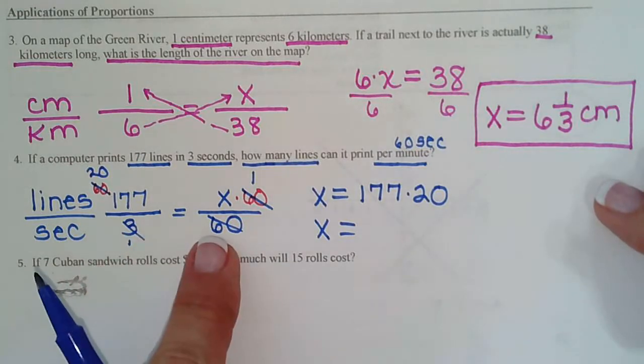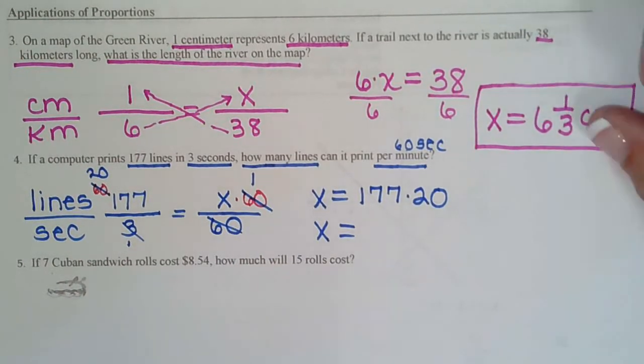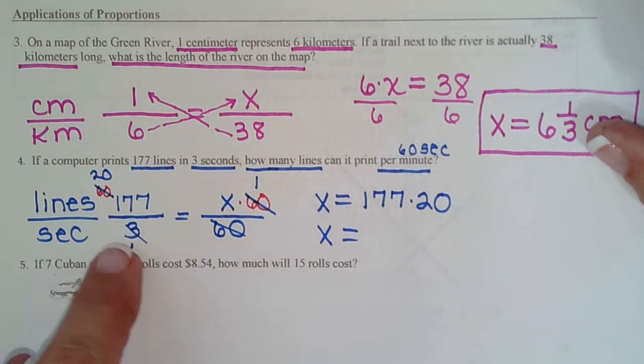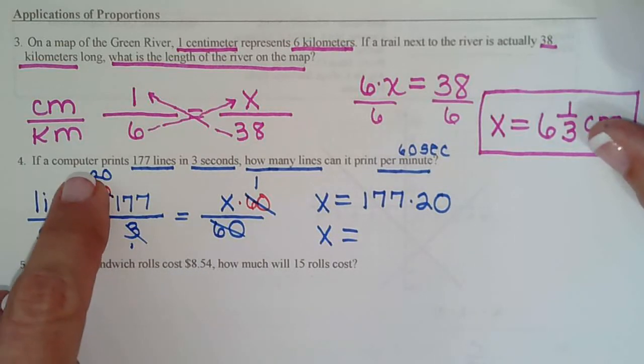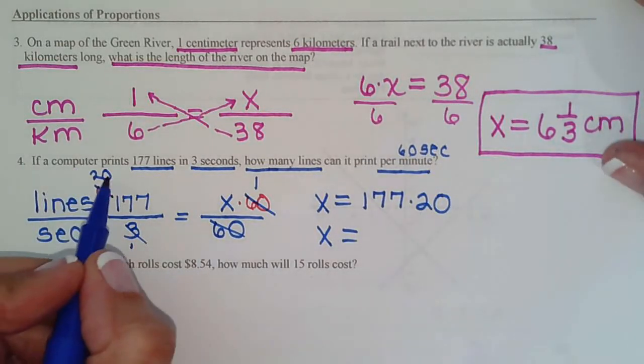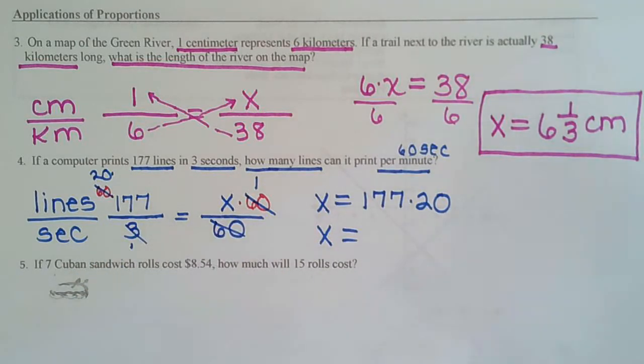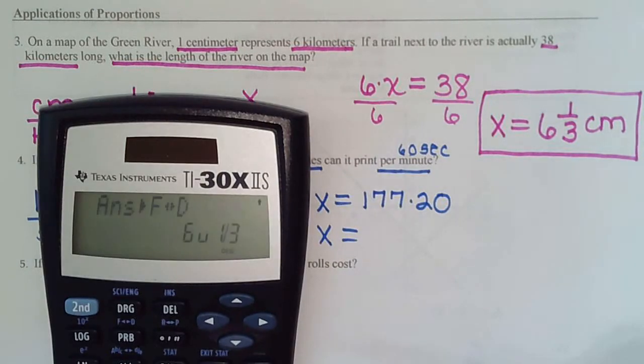So 3 and 60, common denominator 60. They both go into 60. Multiply both sides by 60. Here they cancel. Here the denominator canceled. 3 goes into 3 once. 3 goes into 60 20 times. So that leaves 20 times 177 over there and X over here. And then we type in 177 times 20. And we get 3540.